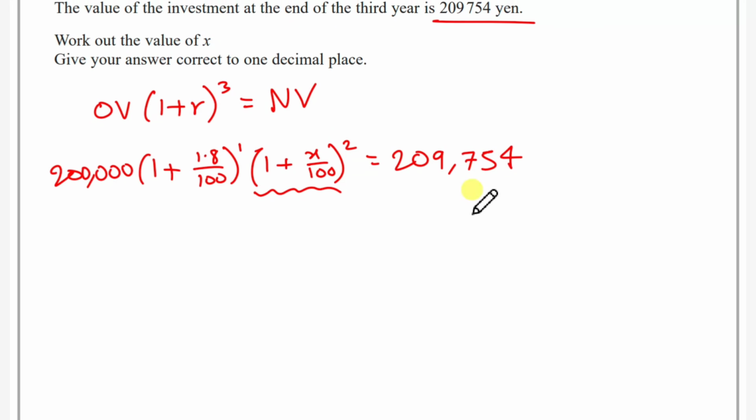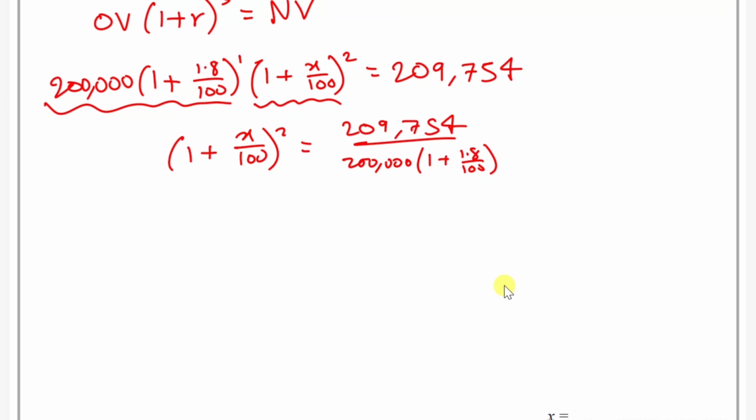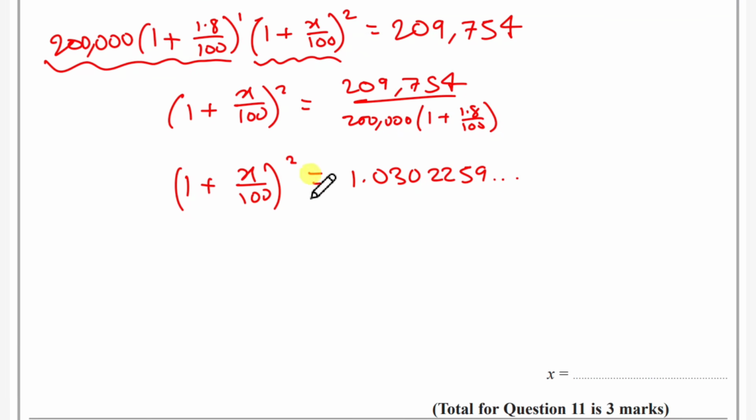So in your calculator, we can say that 1 plus x over 100 squared must equal the right hand side, over everything that doesn't have x. So 209,754 over 200,000 times bracket 1 plus 1.8 over 100. Try and enter all of that. There's a lot of numbers. So let's put that in. So 1 plus 1.8 over 100. You should get 1.03022. Let's copy as many decimals as we can because it's not rounded. Something like that. Now, again, let's finish this off.